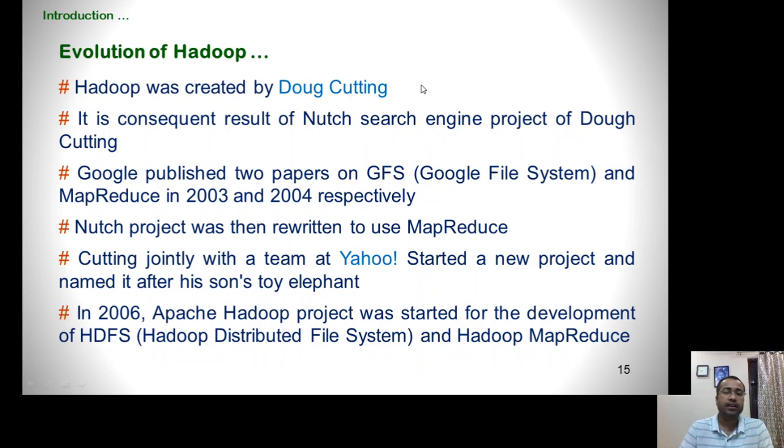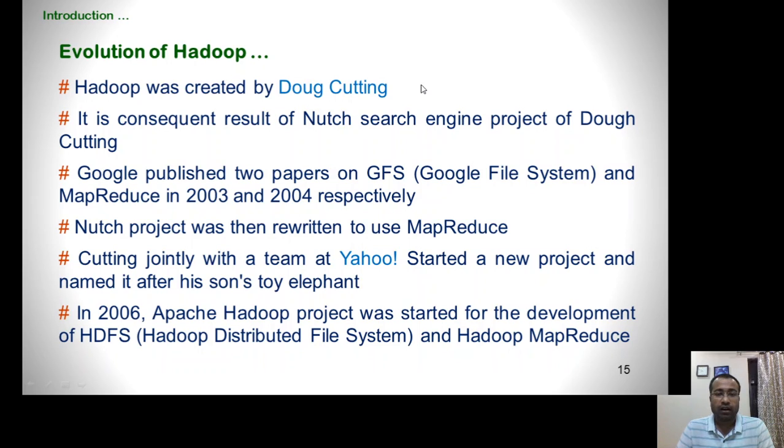Hadoop was created by Doug Cutting. It is a consequence of the Nutch search engine project of Doug Cutting. Initially, Doug Cutting was working on the Nutch search engine. He was making a search engine, its name was Nutch, and Hadoop was factored out from the Nutch search engine.